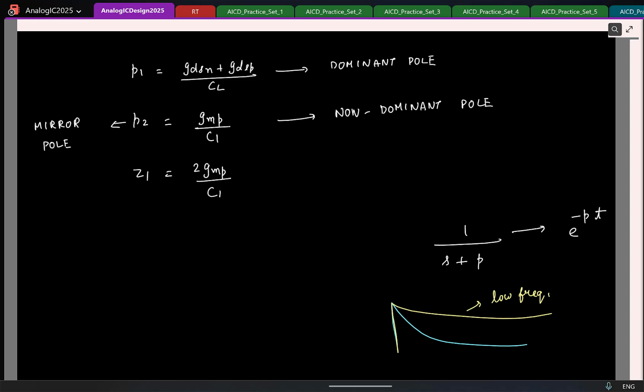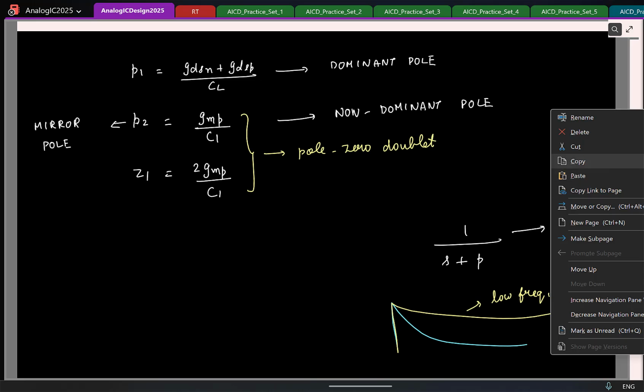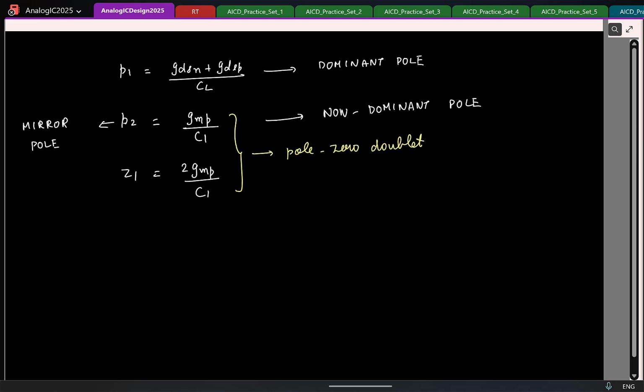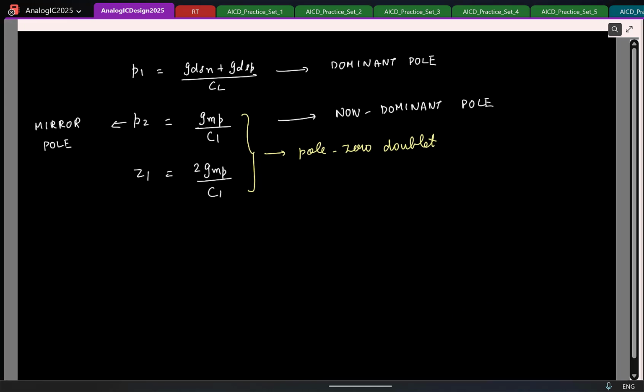So here if you see, the non-dominant pole is at GMP by C1, and I have a zero much closer to it, at twice the frequency. Whenever you have poles and zeros located close to each other, we call this a pole zero doublet. So I'll just mark it here. Anytime you have a pole and zero located close to each other, we refer to the scenario as pole zero doublet. These are just terminologies to have in mind.